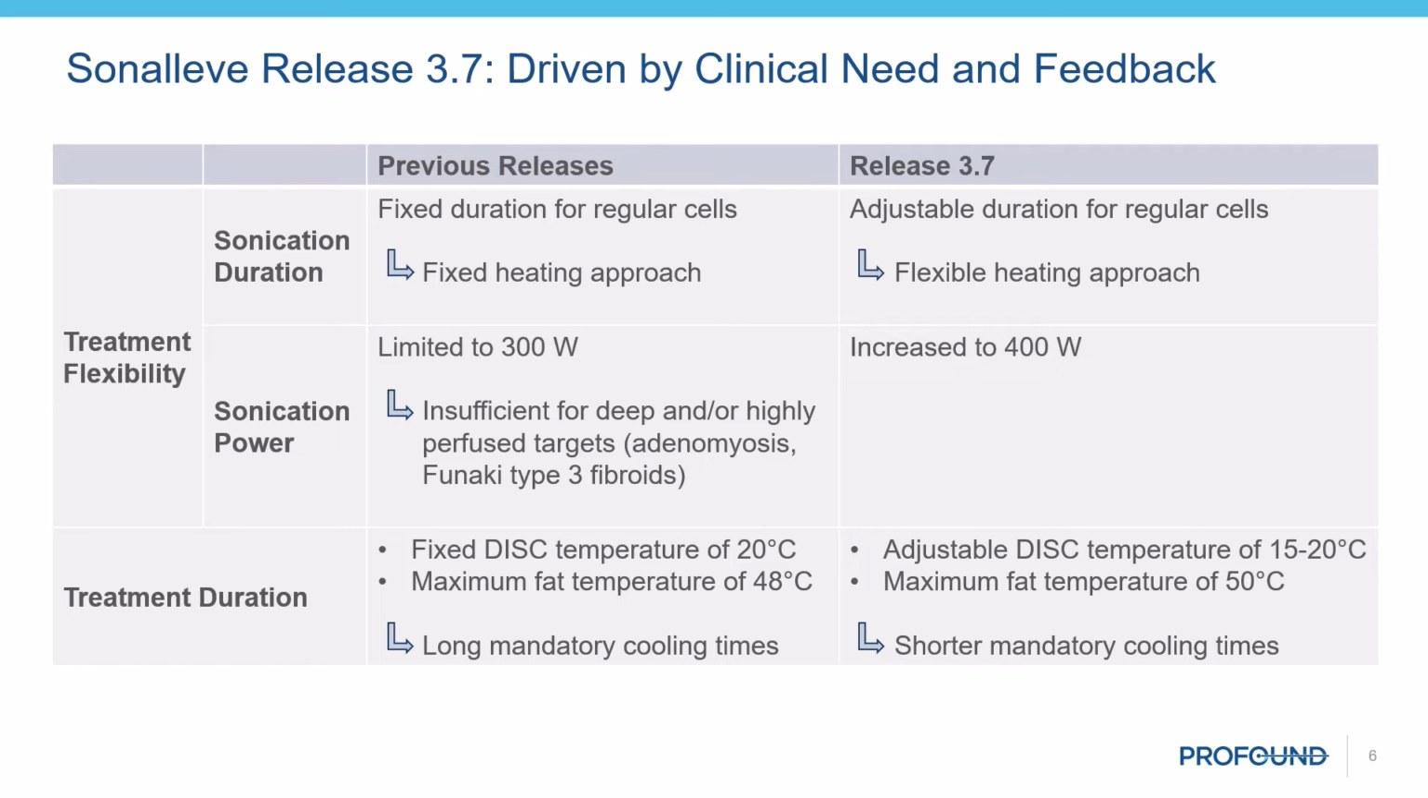Similarly, the acoustic power for sonication was limited to 300 watts in previous releases. However, this was often not sufficient to thermally ablate, for example, deep or highly perfused targets, such as Funaki type 3 fibroids or adenomyosis. Hence, the maximum sonication power for Release 3.7 was increased to 400 watts.